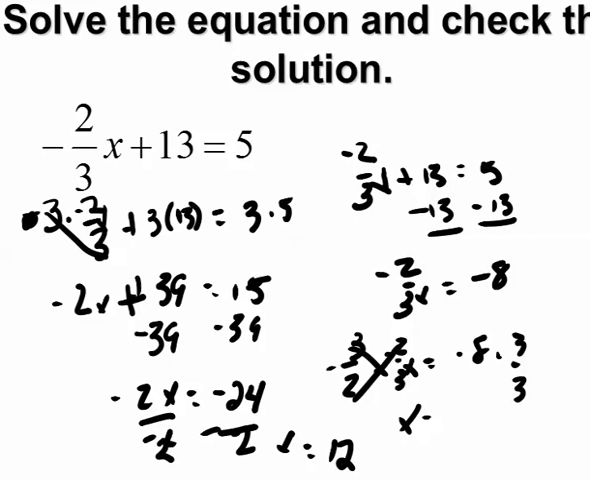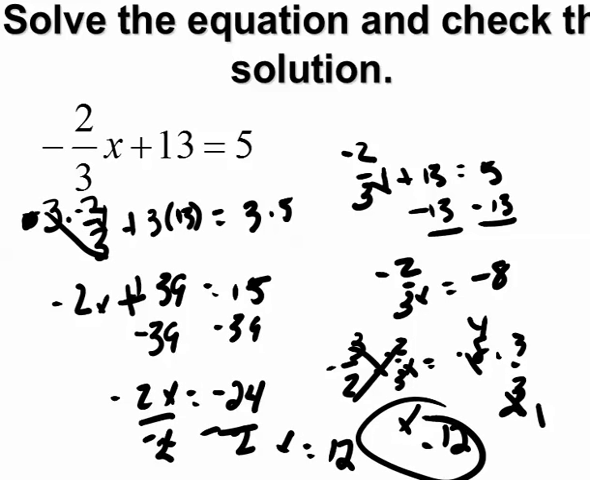X is equal to, that's a 2, 1, 4, 12. X equals 12. So we get the same answer regardless of which way we do it. Remember, I've said you may do it either way.